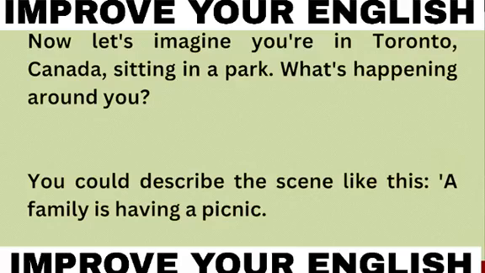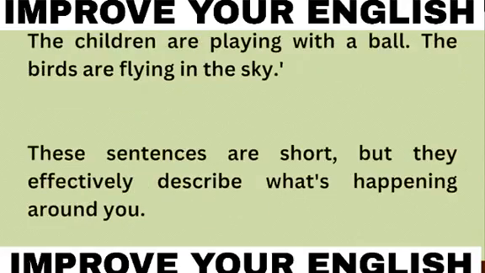Now let's imagine you're in Toronto, Canada, sitting in a park. What's happening around you? You could describe the scene like this. A family is having a picnic. The children are playing with a ball. The birds are flying in the sky. These sentences are short, but they effectively describe what's happening around you.